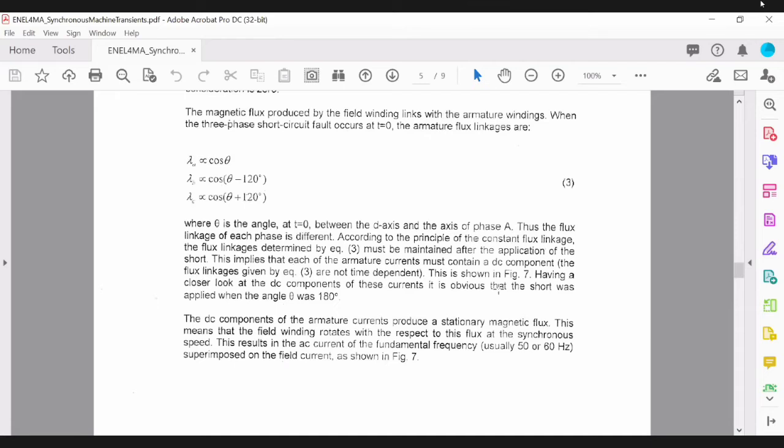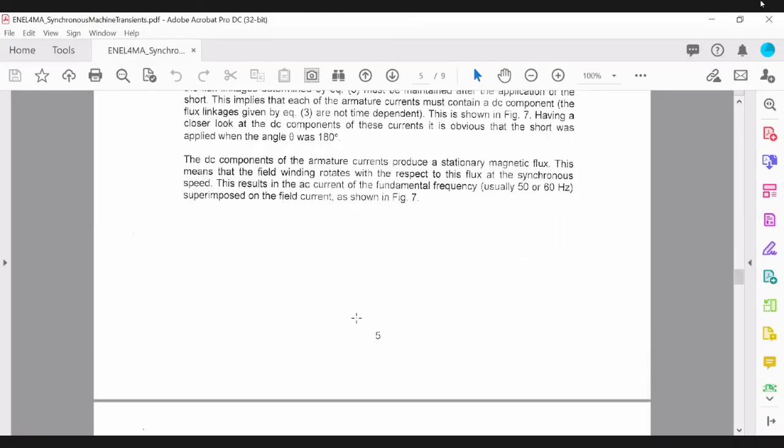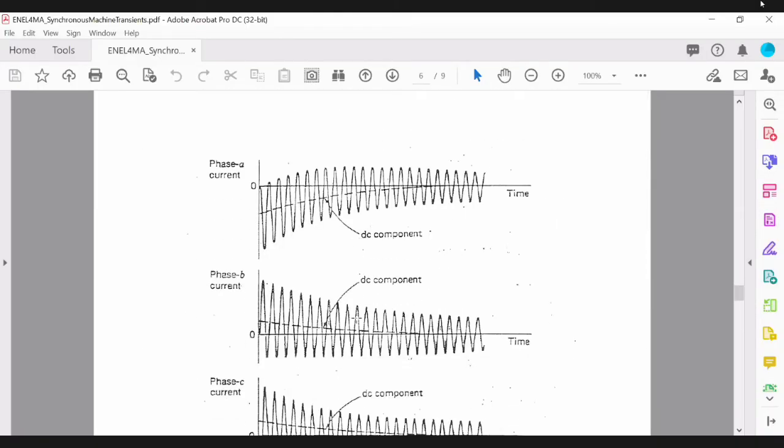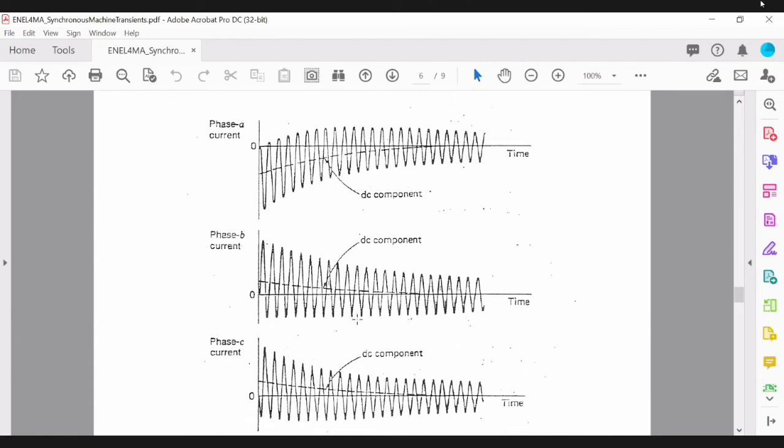So let's look at figure 7. And having a close look at the DC components of this current, it is obvious that the short circuit was applied when the angle theta was 180 degrees. So let's have a look.